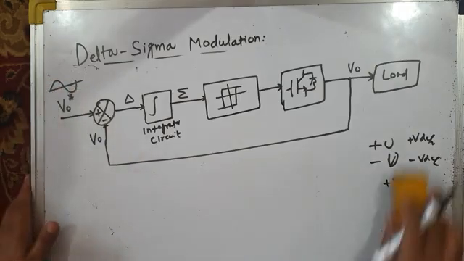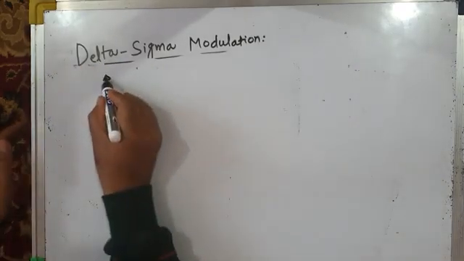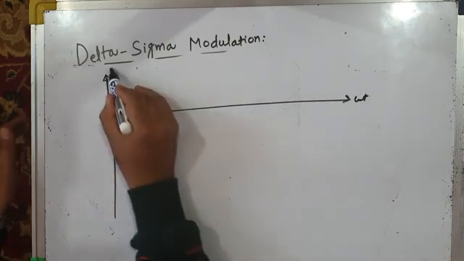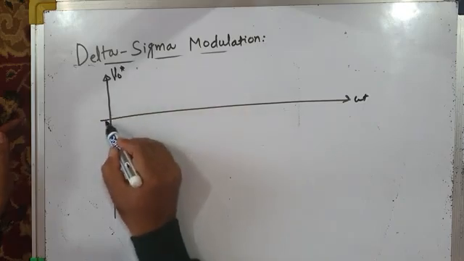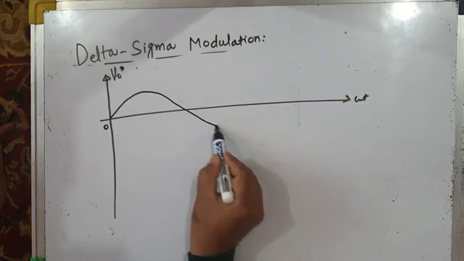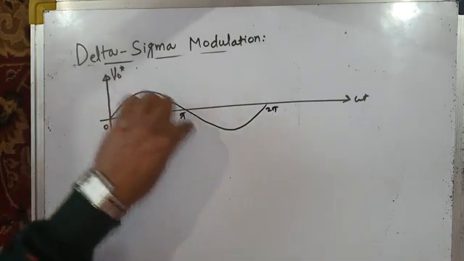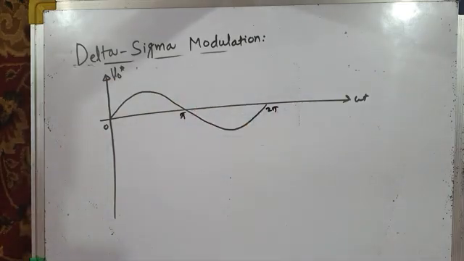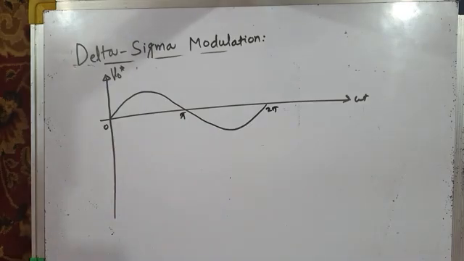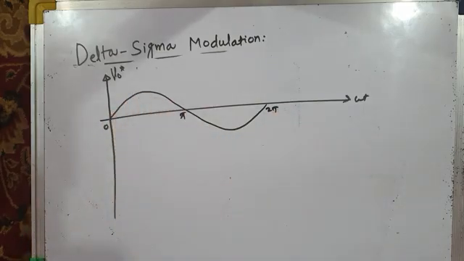So I can draw it like this. The waveform will be something like this. This is your V0 star. I want my reference voltage to be sinusoidal like this. So this is 0, pi, 2 pi. Let me take one phase voltage. In case of a three-phase inverter, I will have two similar reference voltages. So this may be VR star, VY star, and VB star. So let me take one phase.